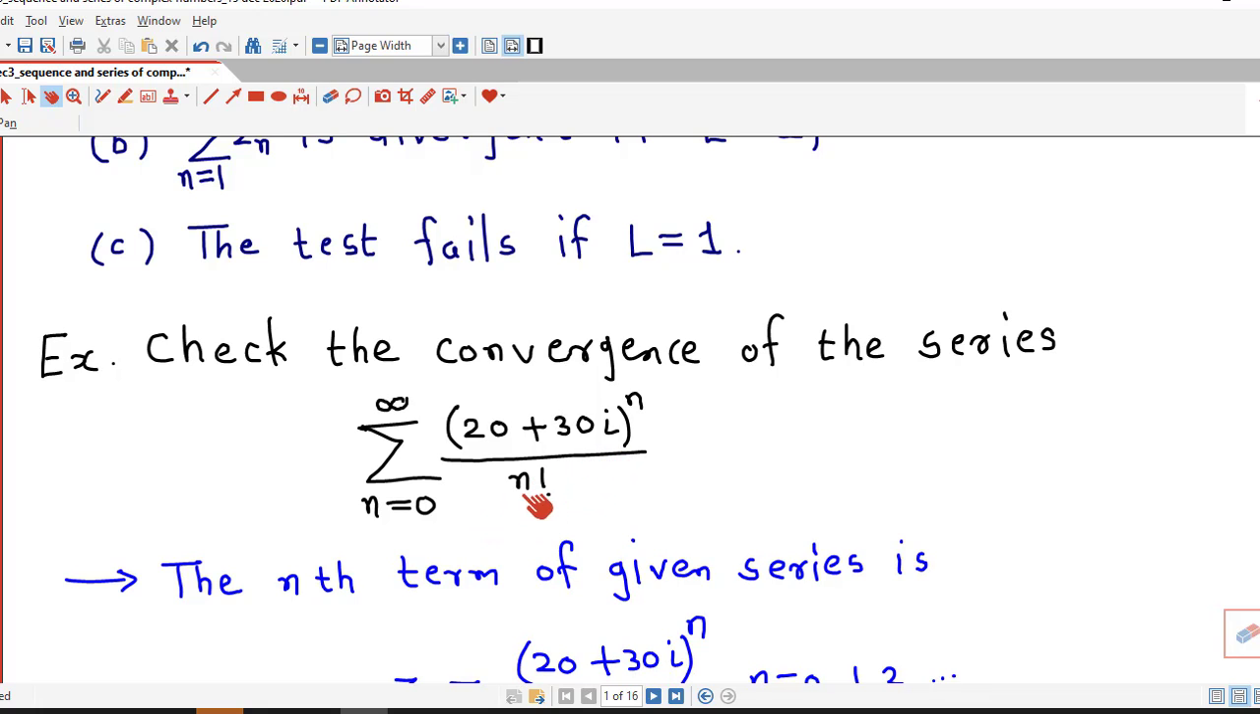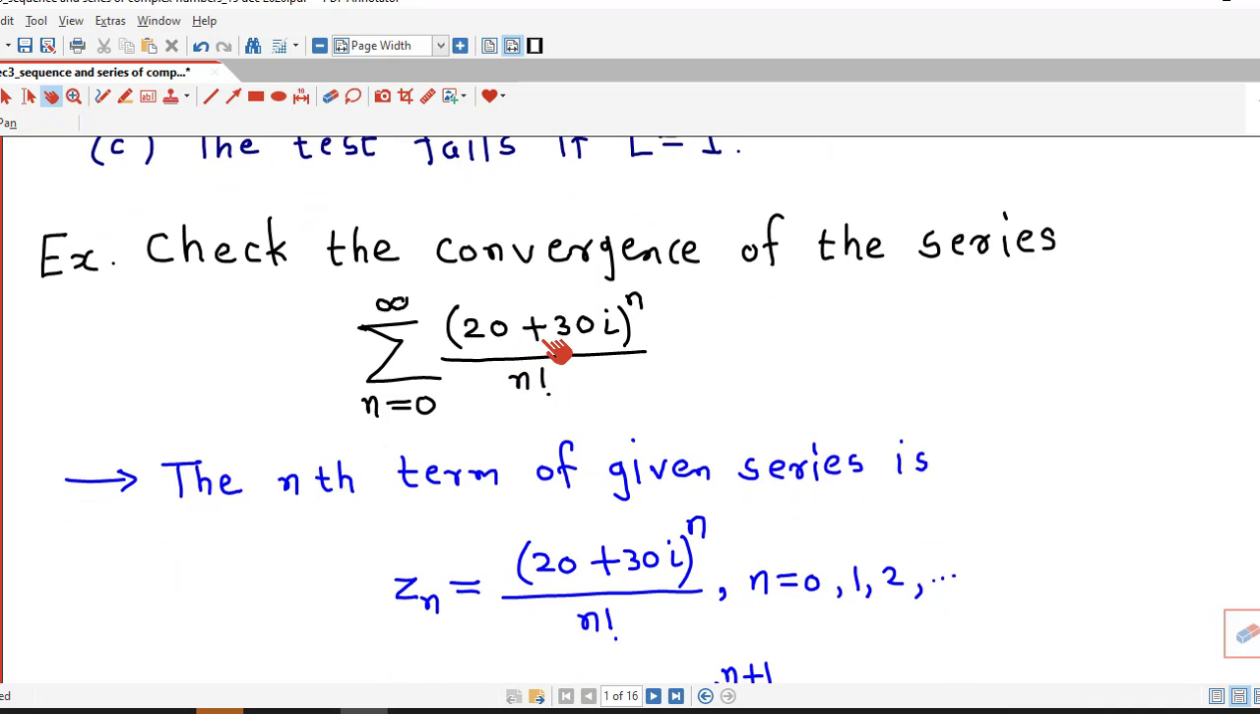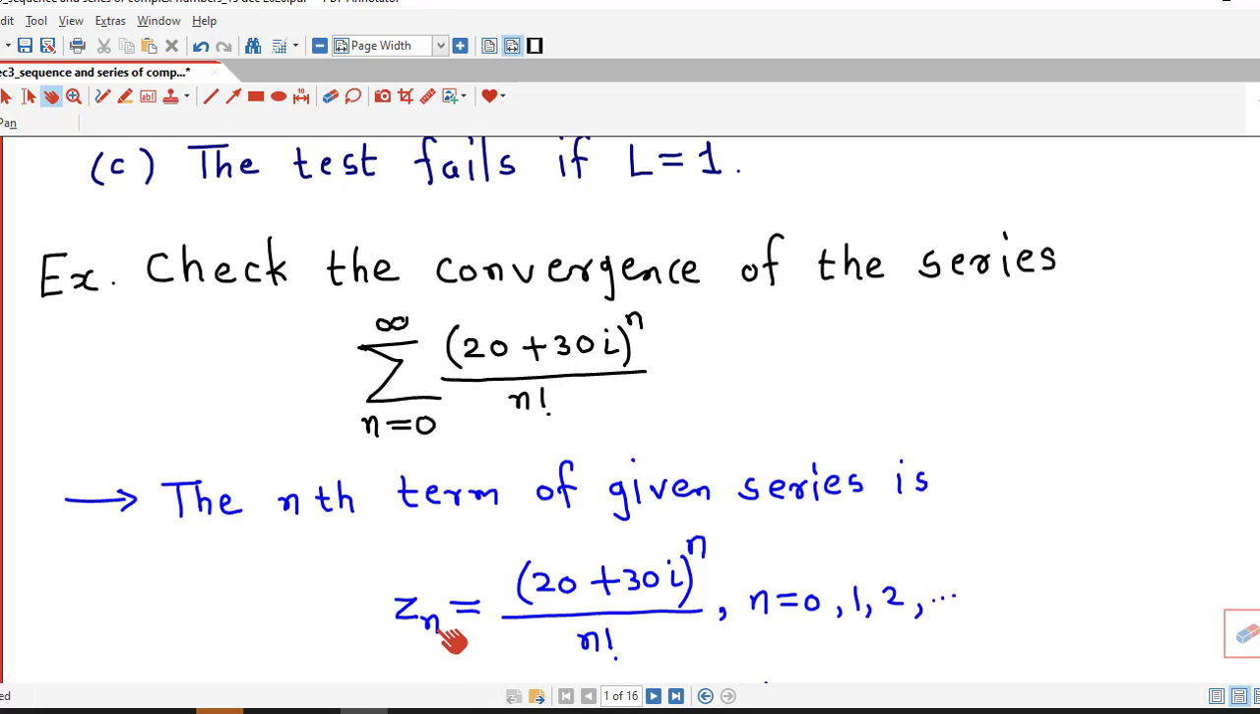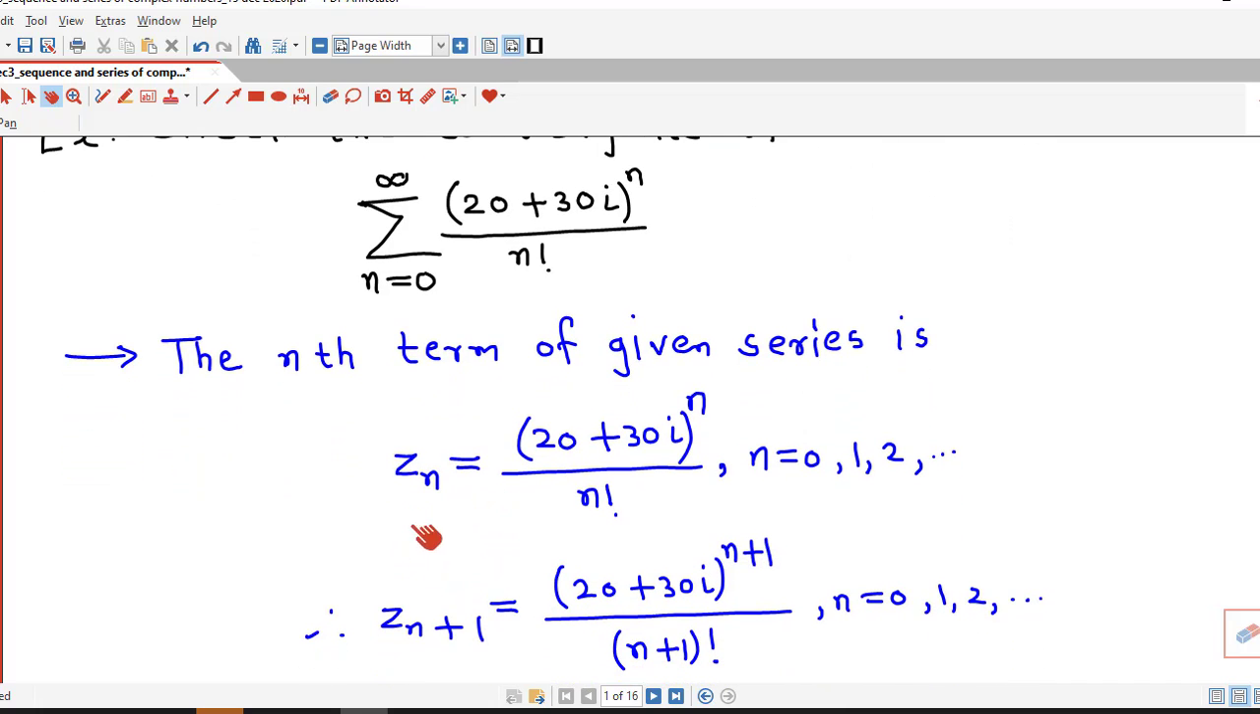So we first write the nth term of the given series, which is zn equal to 20 plus 30i raised to n divided by n factorial. Here n starts from 0, 1, 2 and so on. Now we require the ratio of the n plus 1th term to the nth term. So first we find the n plus 1th term by replacing n by n plus 1 in this nth term. Therefore z suffix n plus 1 equals, here we replace n by n plus 1 and here also.